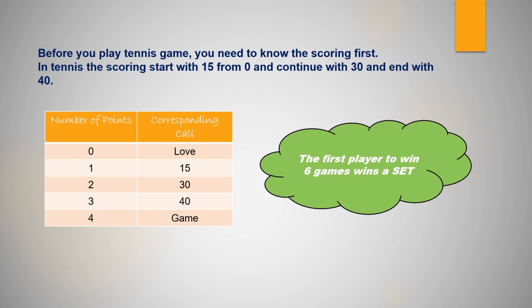Before you play a tennis game, you need to know the scoring first. In tennis, the scoring starts with 15 from love and continues with 30 and ends with 40. You can refer to this table. The first player to win 6 games wins a set.